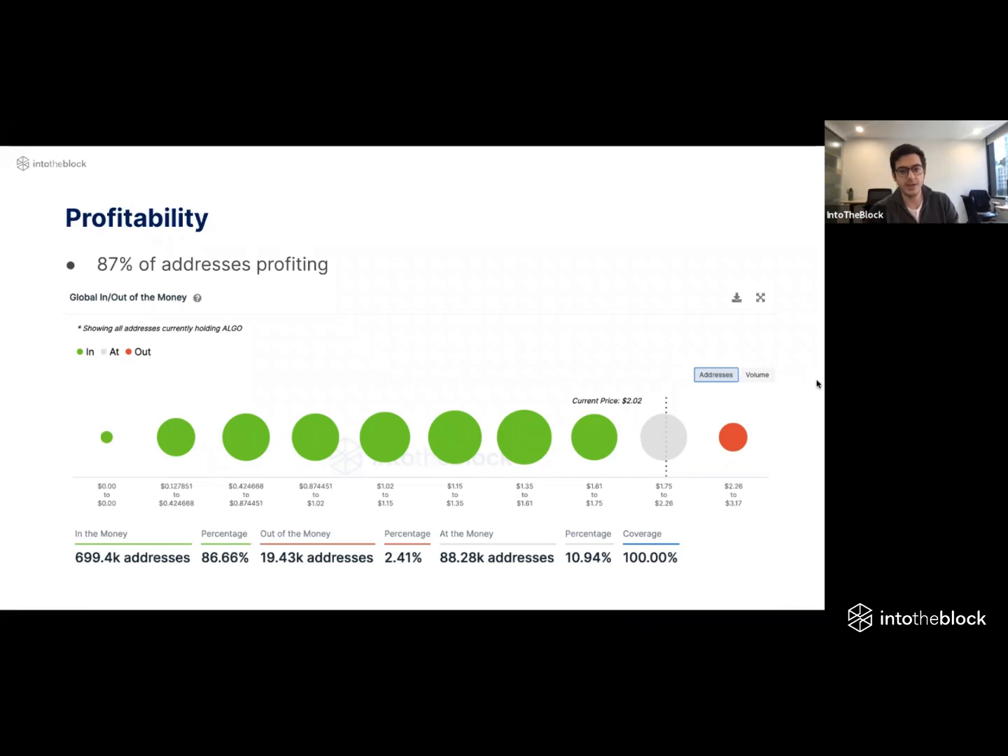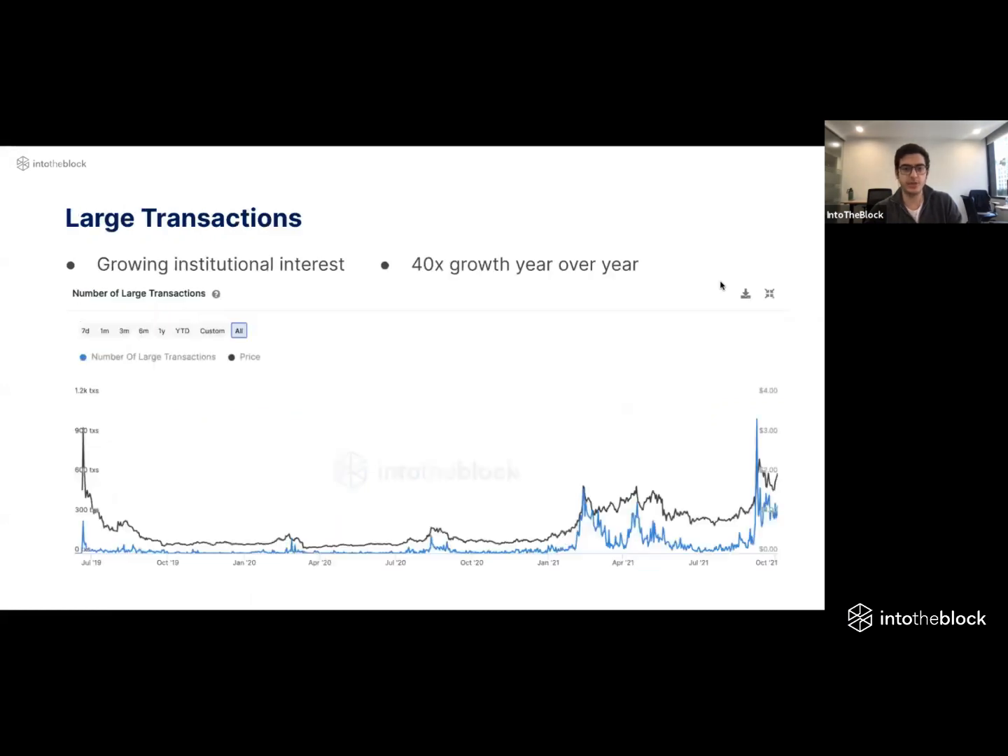And currently, even though the algo tokens are at a price of around $3, Algorand has managed to build a community at lower prices, where most holders, around 87% of them, are currently profiting, which of course shows momentum that it's building price-wise, at least, with that metric.